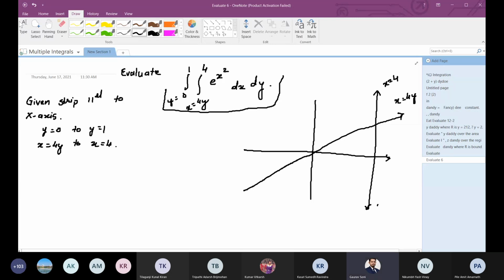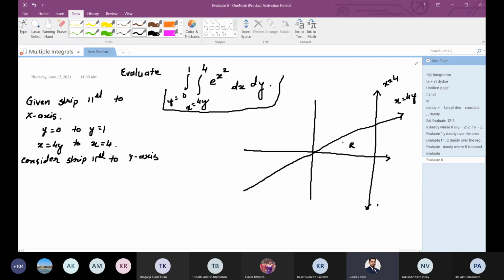Now, the strip is parallel to the x-axis. In this, it is quite obvious: y is running from 0 to 1, and x is running from the line x equal to 4y to x equal to 4. So this region has to be there. So we'll consider the strip parallel to the y-axis.